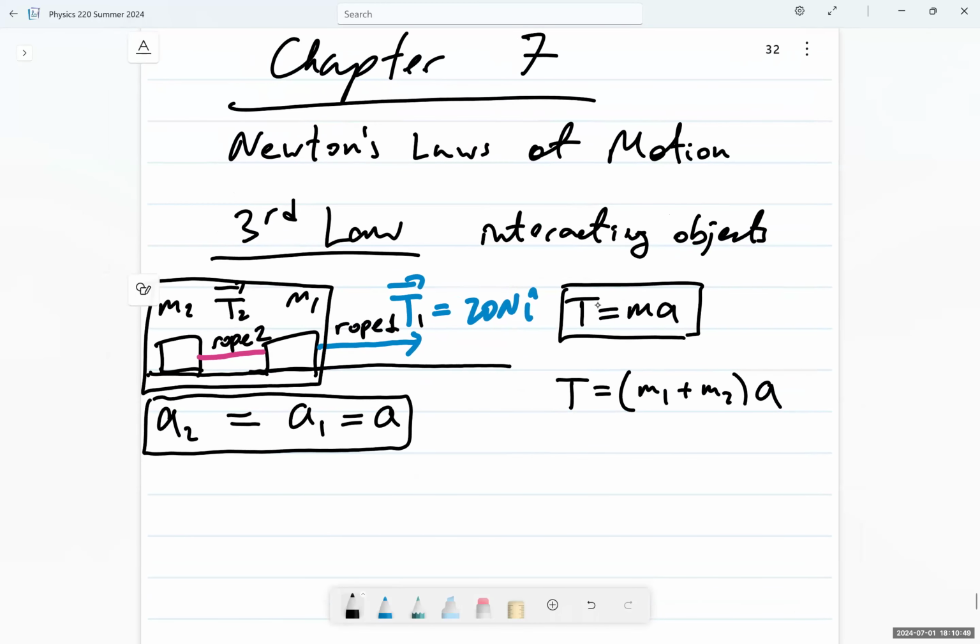So rope 1 is only acting on mass 1, but because mass 1 and 2 are connected by rope 2, both will accelerate together at the same rate. If you look at the acceleration, with tension of, let's say, 20 newtons, divided by the total mass, and let's say both of them are 5 kilograms, then the total is 10 kilograms. So you get 2 meters per second squared.